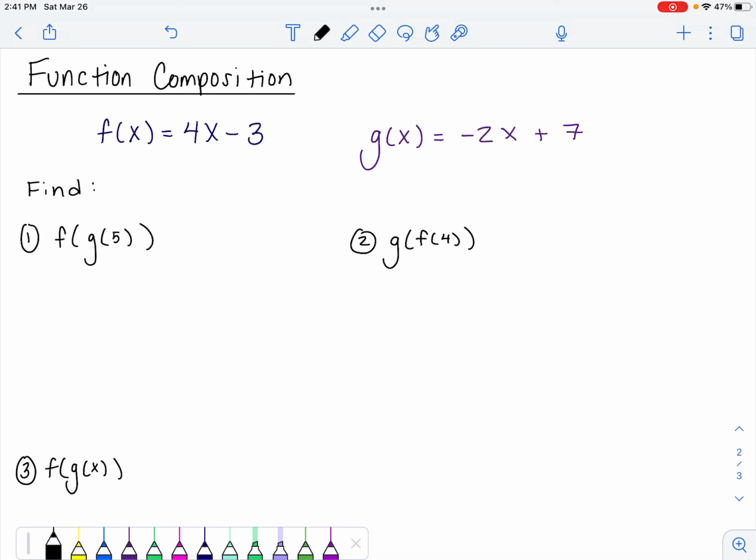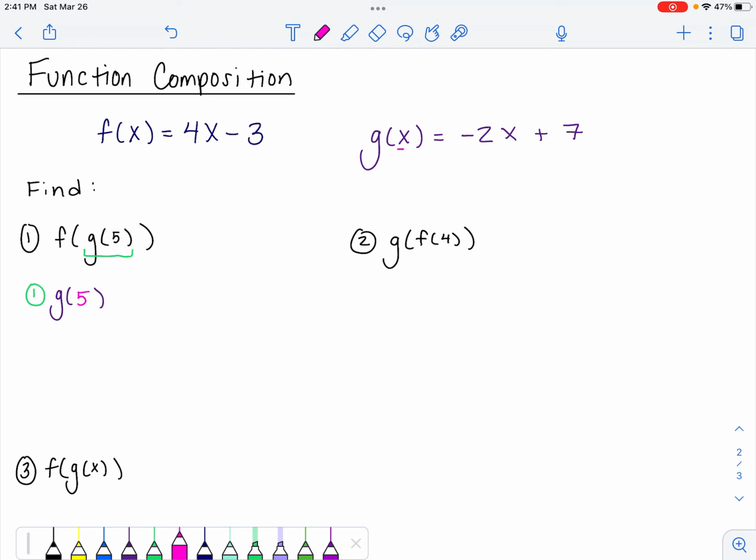So we've got three little sample questions that we're going to do. The first one we're going to do is find f of g of 5. So you always want to start on the inside first. So we're always going to do this first. So the first thing we're going to do is find g of 5.